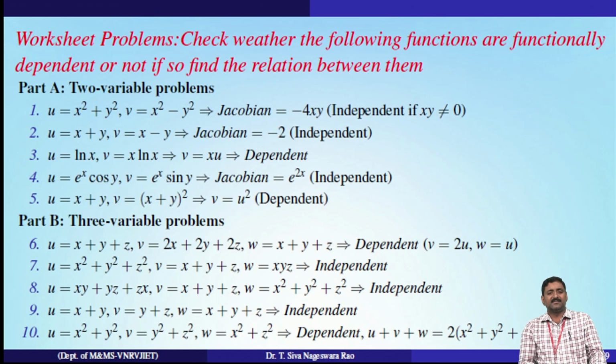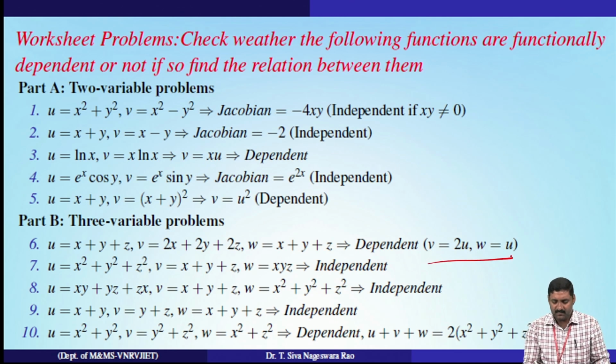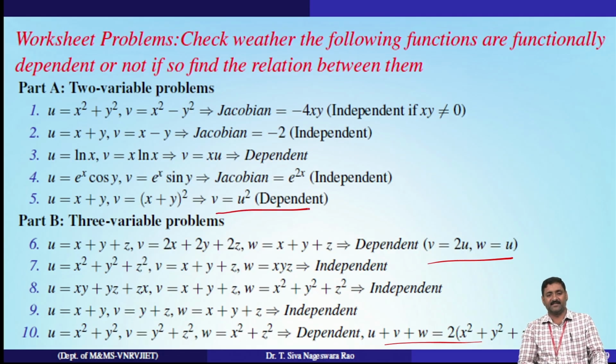Now these are some worksheet problems you need to practice. Already given how to find the Jacobian. Based on the Jacobian value, you can write the conclusion whether u comma v are functionally dependent or functionally independent. Once you decide they are functionally dependent, you need to express what the relations between them are. If the determinant is not equal to 0, then you can write directly that the functions are independent of each other.